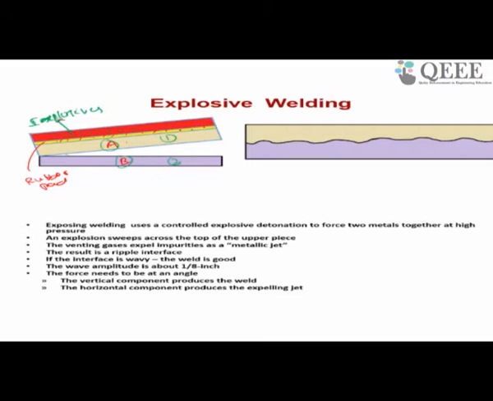Then what happens? Then explode. Since you have explosives, use fire and explode. Due to explosion, what will happen? This top part will come in contact with the bottom part at very high velocity because of this explosion. You are taking two pieces together, keeping them like this, placing your explosive on top of the top plate, then exploding. Because of explosion, the top part will hit the bottom part at very high kinetic energy, very high speed.